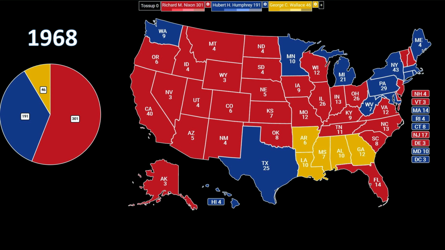Now this election was extremely contentious in America, which probably is reflected by the map that you see. The first thing to note is that many southern states did not vote for a Democrat or a Republican, but instead voted for George Wallace, who was a Southern Democrat and a proponent of segregation.